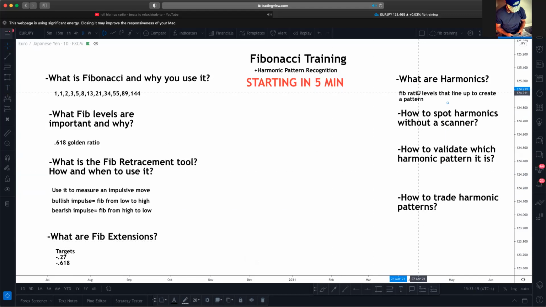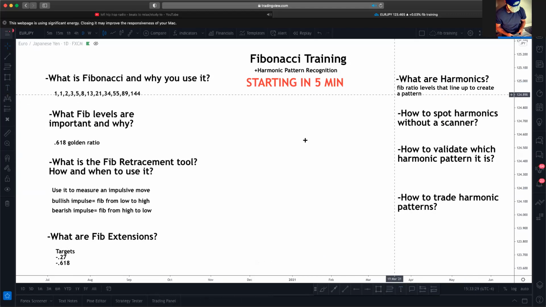In my head, if I had to say it to a 5-year-old, because that's how you want to break it down, easy, that's what it is. They're fib ratio levels that line up to create a pattern. And that's why you have to learn fibs before you can really learn harmonics, in my opinion. Because if you don't know what a fib is, you're not really going to understand what you're looking at for a harmonic pattern.